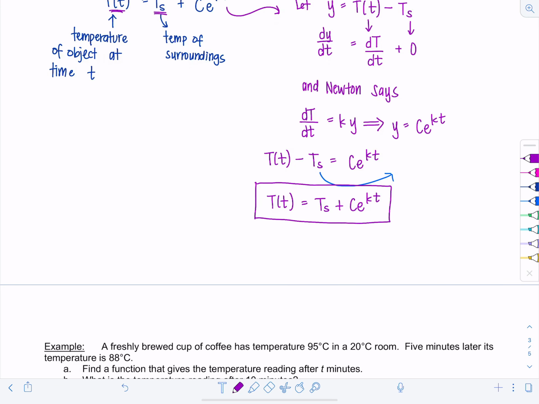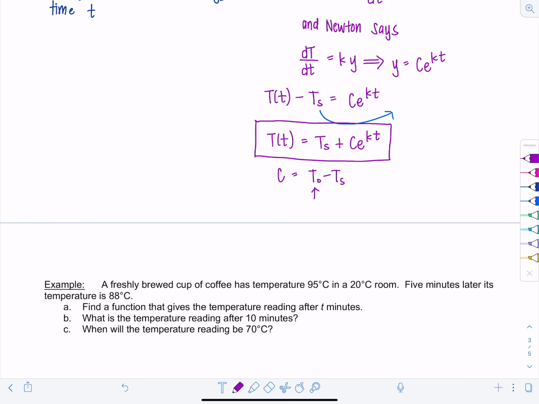Okay? Now, the thing to remember is that C, that constant, is equal to T naught minus T sub s. What is T naught? That's the initial temperature of your object. T sub s is the temperature of the surroundings. I'll remind you of that. So just make sure you remember and apply this formula correctly. It just has one extra term on it, the plus T sub s, basically.